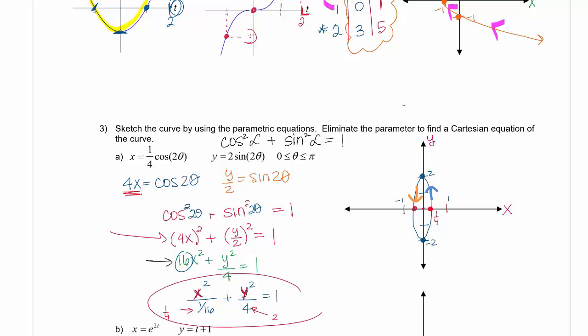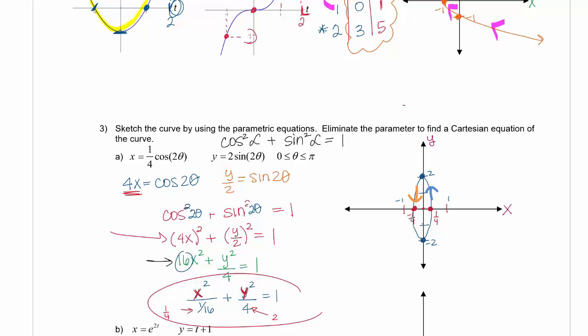So these points right here are negative 1/4 and positive 1/4. And then in the y direction from your center, you're going to count up 2 and you're going to count down 2. And those 4 points are sort of the end points of my major and minor axes of this ellipse. So I can graph it that way.